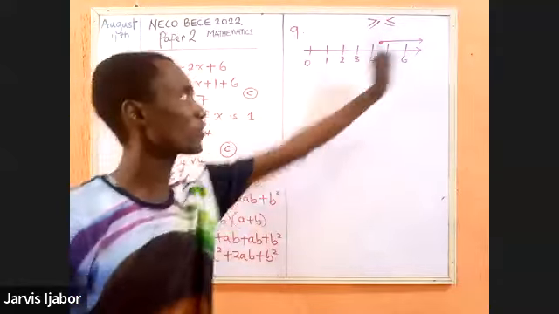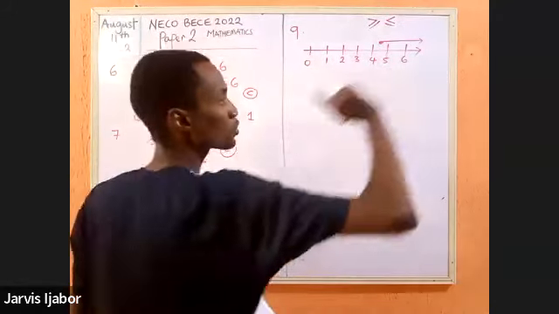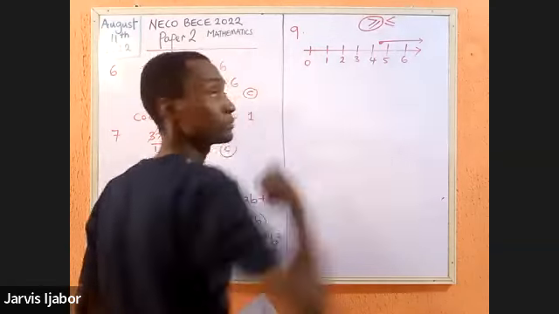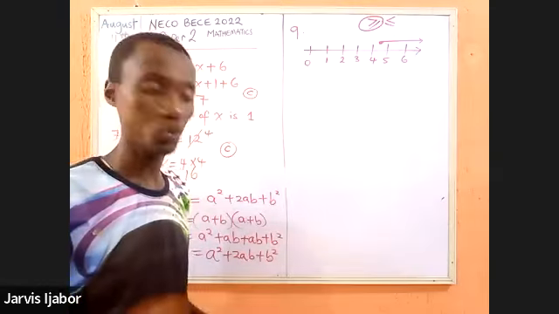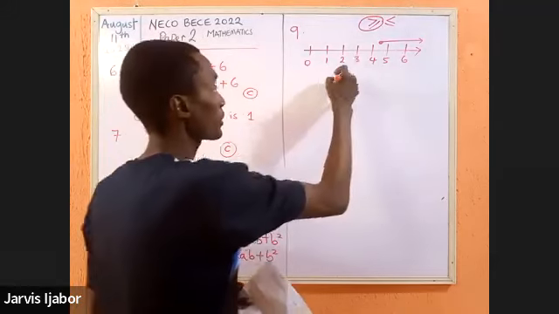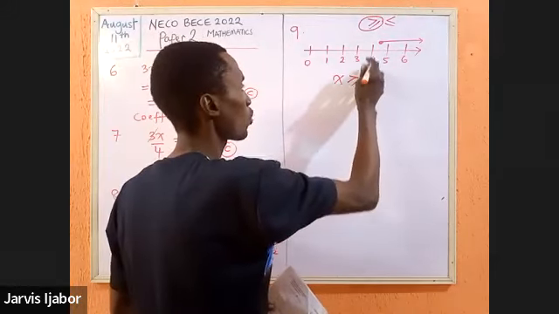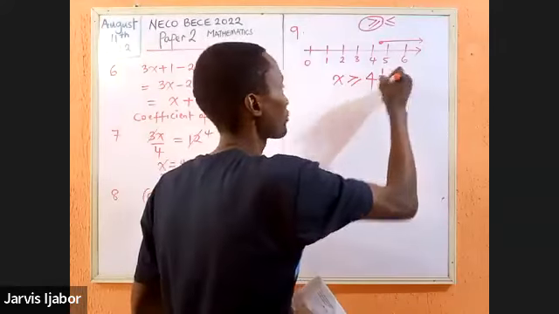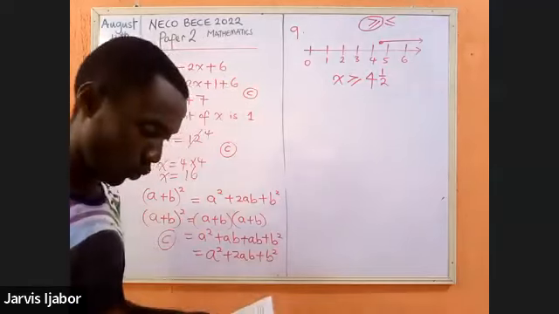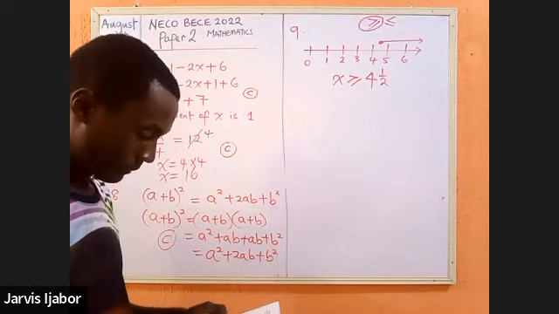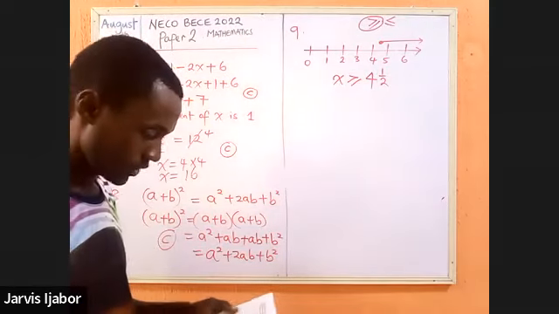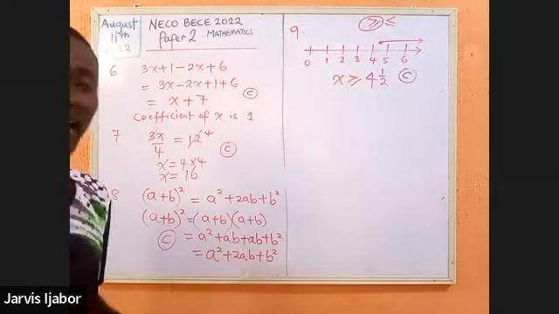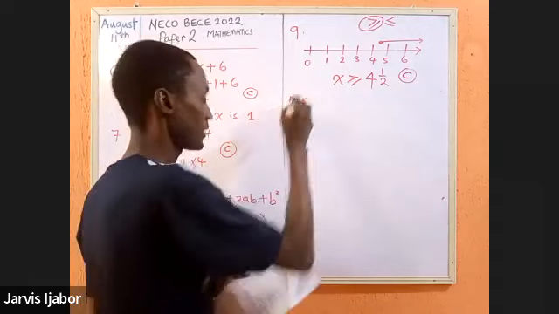Then you look at the direction of the arrow. The direction of the arrow shows towards my right-hand direction. It means that this is the one being talked about, greater than or equal to. So the answer will simply be: x is greater than or equal to 4.5, where the bubble was found. That answer will simply be C. That's for question 9.